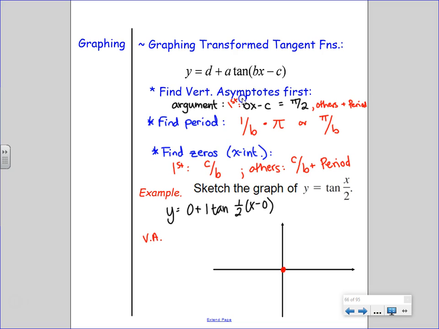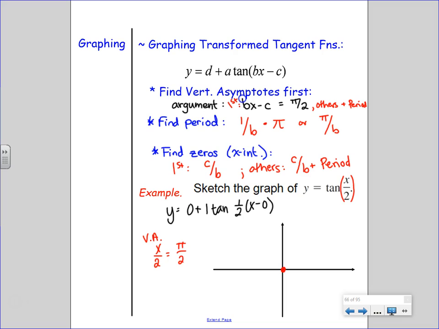Vertical asymptote says, take the argument. Now, we could take him, but that's messy. What's another way of writing the argument? You can choose. I like him because he looks easier, right? So take whoever's inside, the argument, x over 2, and set him equal to who? Who can't he be? There you go, pi over 2. Remember, 90 degrees. He's our problem.